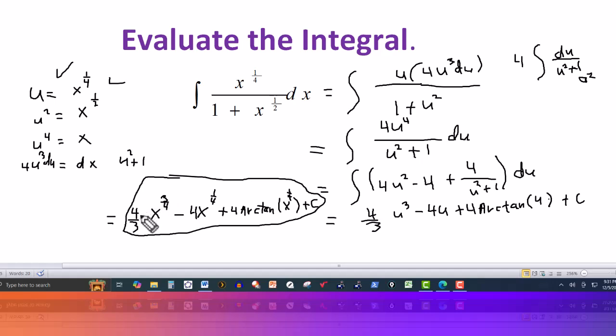So this is your answer again. 4/3 x to the 3/4 power minus 4x to the 1/4 power plus 4 arctangent of, again, x to the 1/4 power plus the constant of integration.